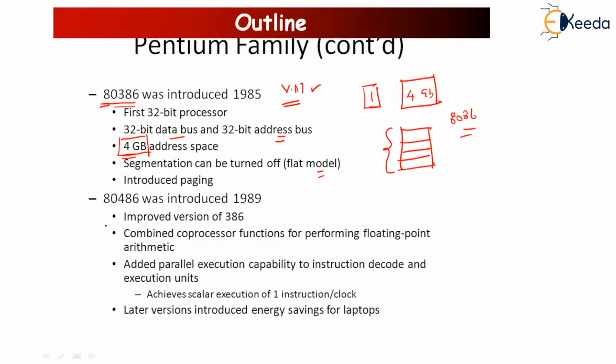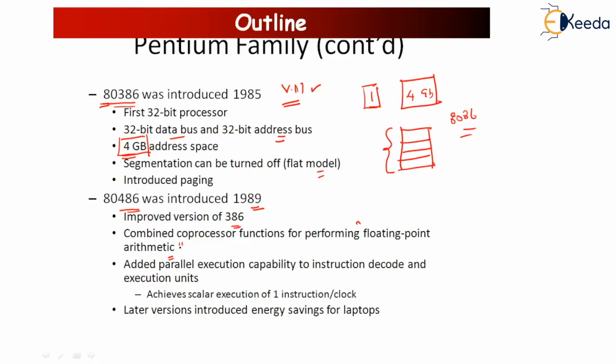After 80386, we do have something called 80486. 80486 was introduced in 1989. It's simply an advanced version of 386 which combined processor functions for performing floating point arithmetic. You know that the advanced computer system supports floating point architecture. It's not a fixed point architecture. The difference between floating point and fixed point we discuss in number system. This 80486 supports the floating point arithmetic.